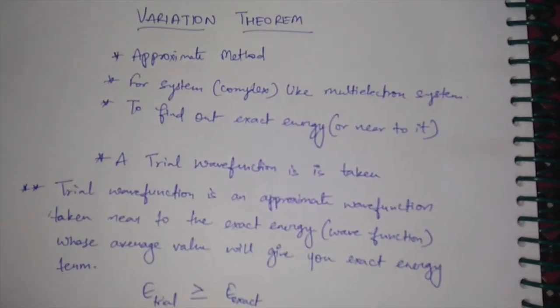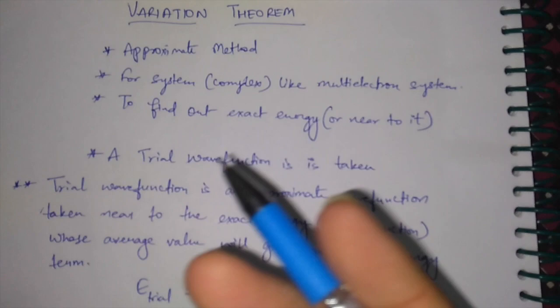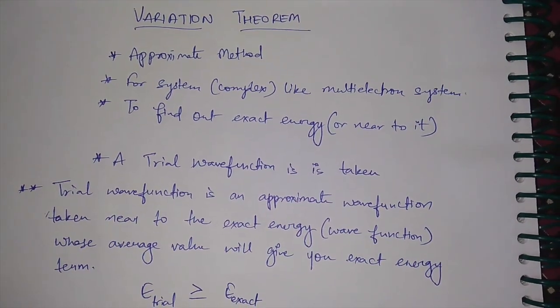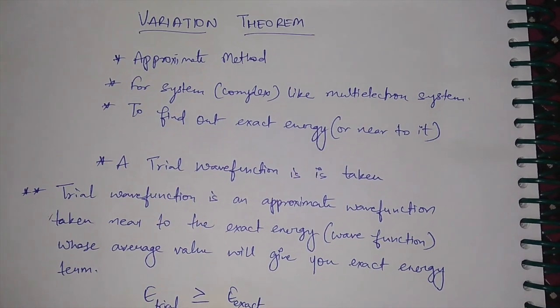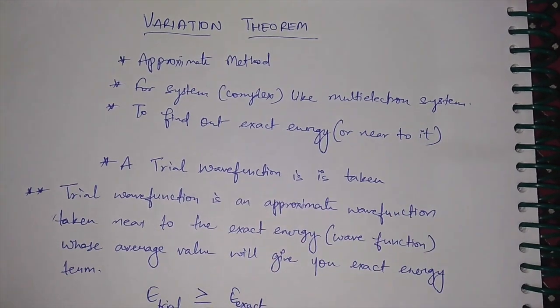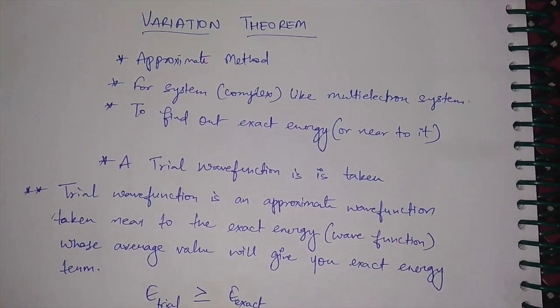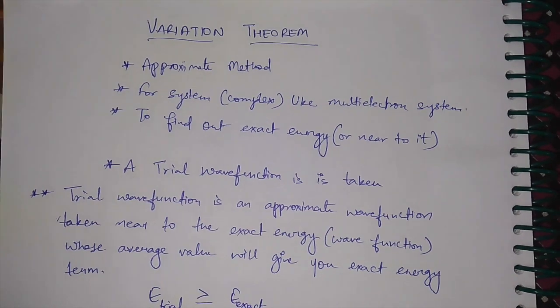Now, to save some of your time, I have already written few things over here. So this variation theorem, just like your perturbation theorem, is also an approximate method. Now what does this approximate method mean? That means this is not exact, this will not give you an exact value, it will just give you an approximate value of energy.